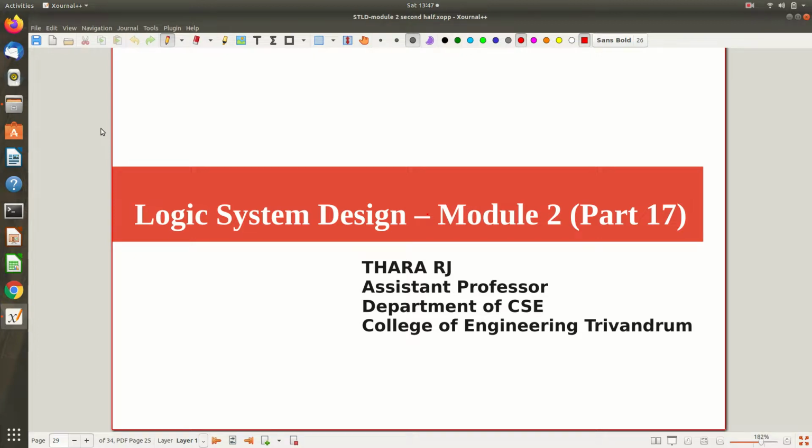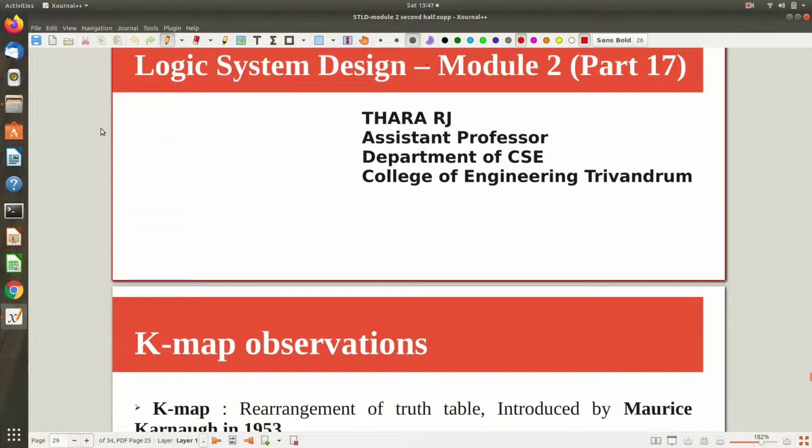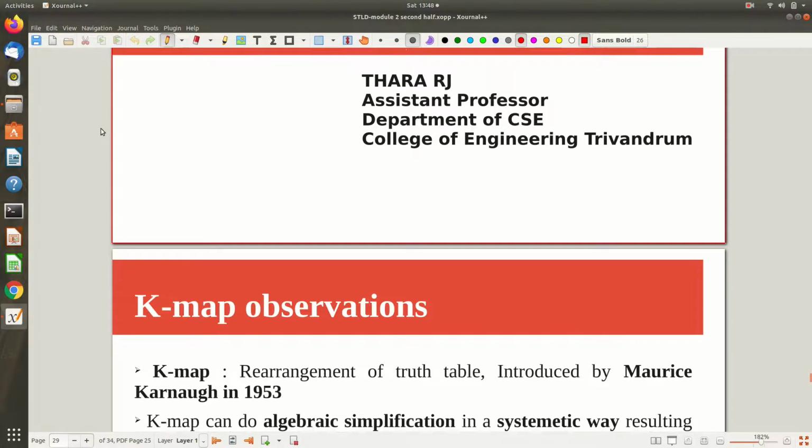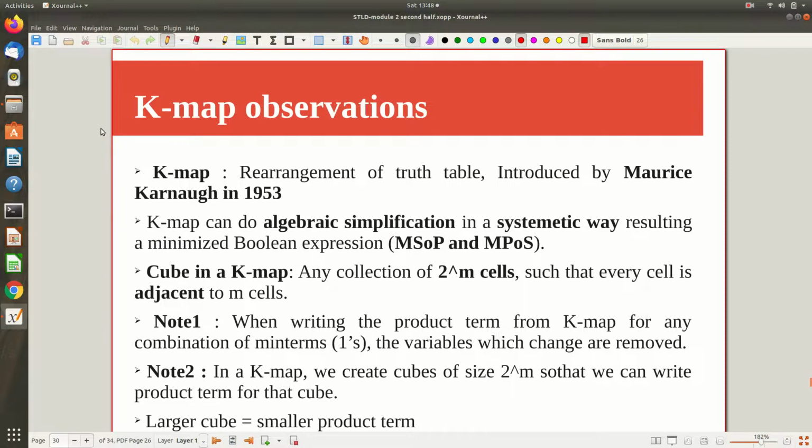So from part 14 onwards we were discussing K-map, and based on the examples that we discussed in the previous lectures we are summarizing something. Before coming to this part I request all of you to start from part 14 at least. Okay, so K-map, some of the observations are like this.